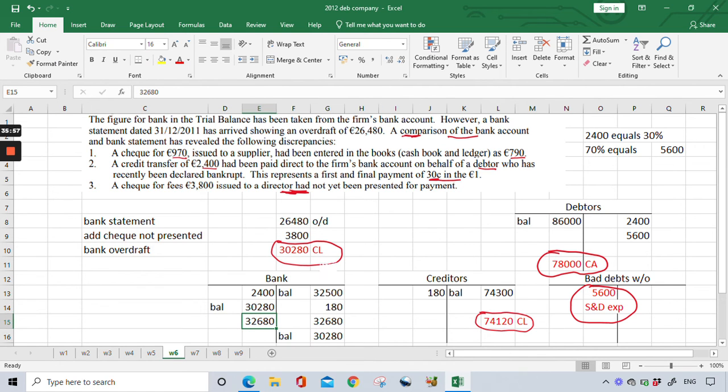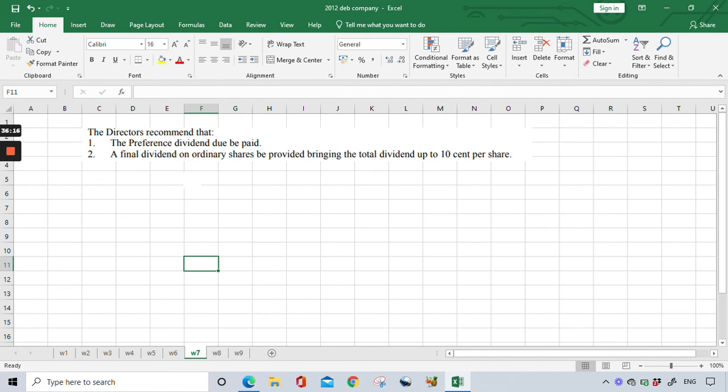So once I have that balanced, this is just a check. Basically, if I look here, those two figures are the same, so I've done it right. That's my bank reconciliation. Both my figures match. So those are the figures I'm going to be using. Working number 7. So I've split this in two. I'm going to deal with the dividends first, and then I'm going to deal with the next bit.